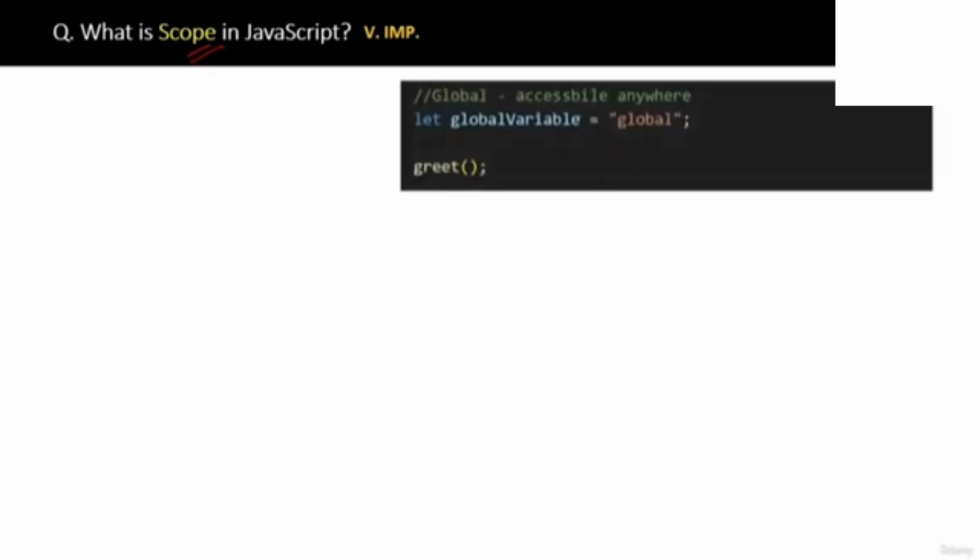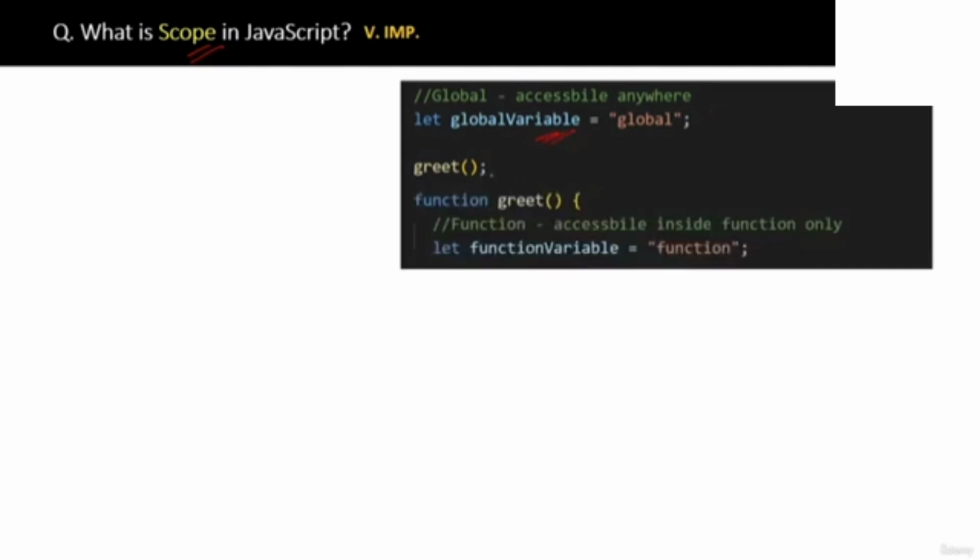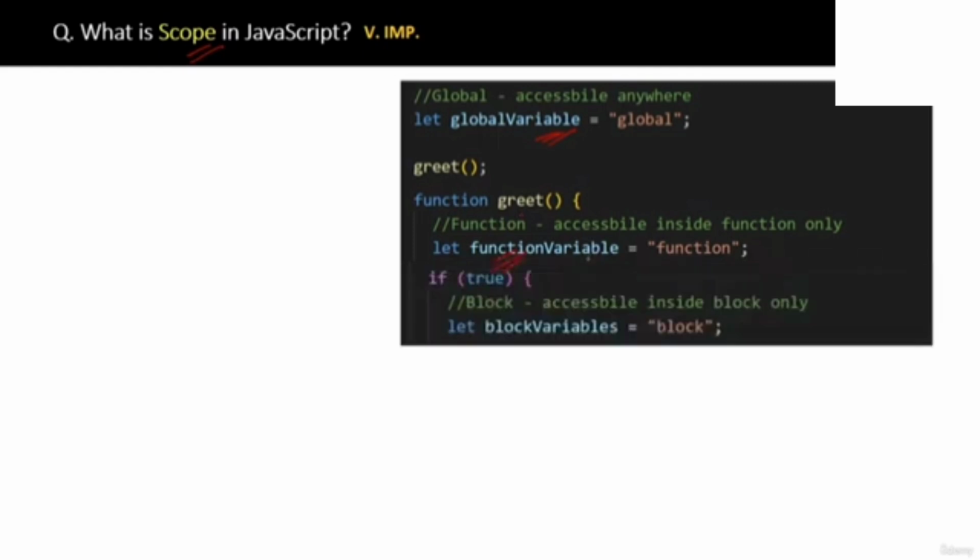This is a very important concept related to the accessibility of variables in JavaScript. There are three types of scopes. First is global scope, where we define the variable at the top of the program like this. Then in function scope, variables are defined inside the function. And third is local or block scope, where the variable is defined inside an if block or an else block or any other block, okay?